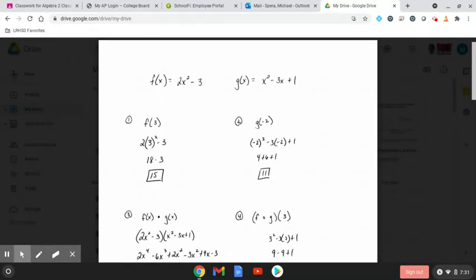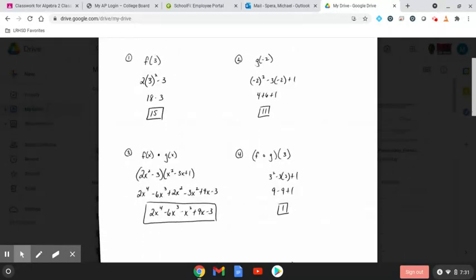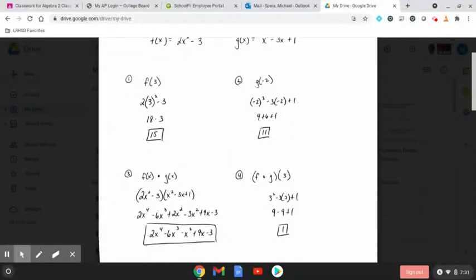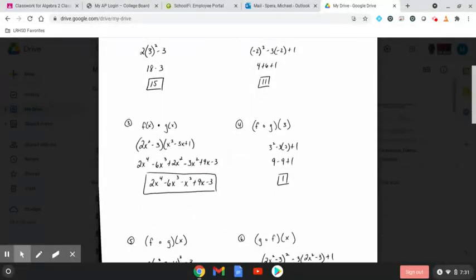For number 3, we had to multiply both functions together. There was no substituting in. So just be aware of your signs. I could have made a small sign mistake there, but pretty sure I took my time and did it correctly. In number 4, there is substituting, right? We first go to g, plug in 3, then go to f, which it looks like I did not do. I stopped after g.